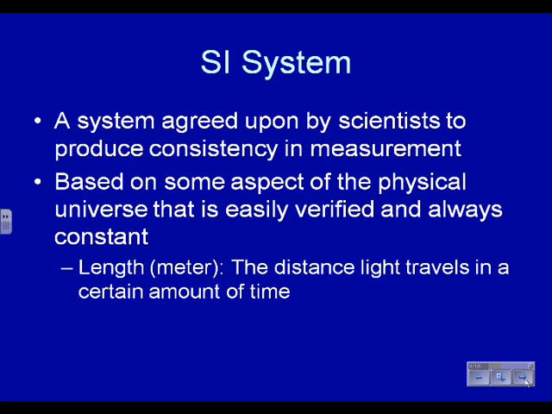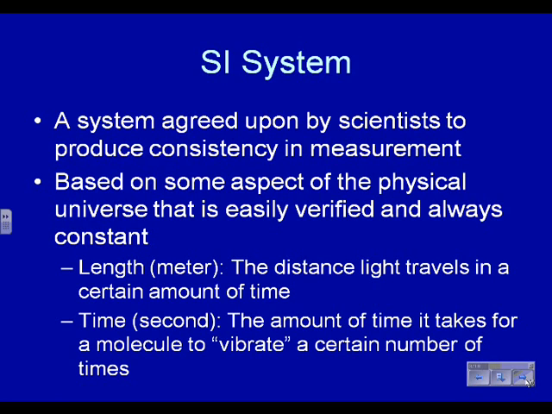And therefore, we can use that fact that light travels at a constant speed in a vacuum, regardless of where we are in the universe, to say, all right, if I know how far light goes in this very short amount of time, it should be the same distance regardless of where I am. So we can use that to then measure other things.